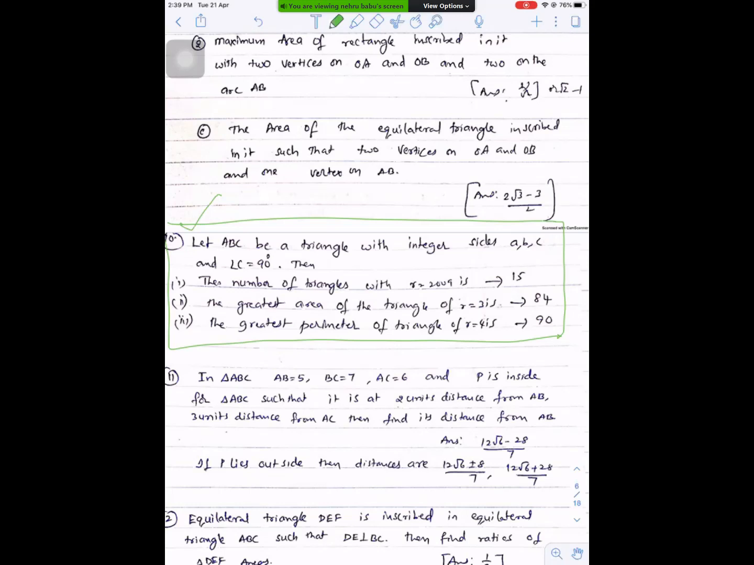For example, every side combination does not work. For example, if you take 5, 12, 13, is it a Pythagorean triplet? Yes, sir. 5, 12, 13. How? 5 square plus 12 square equal to 13 square. No, it's not. That's not the Pythagorean triplet definition.